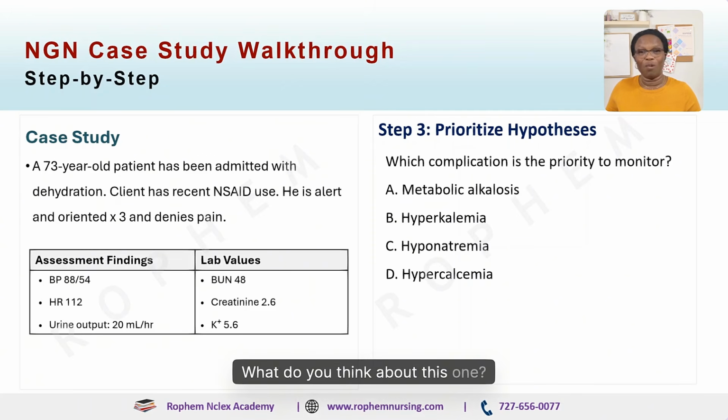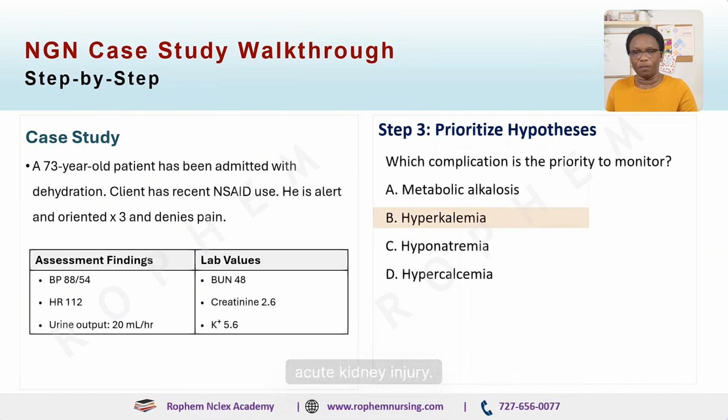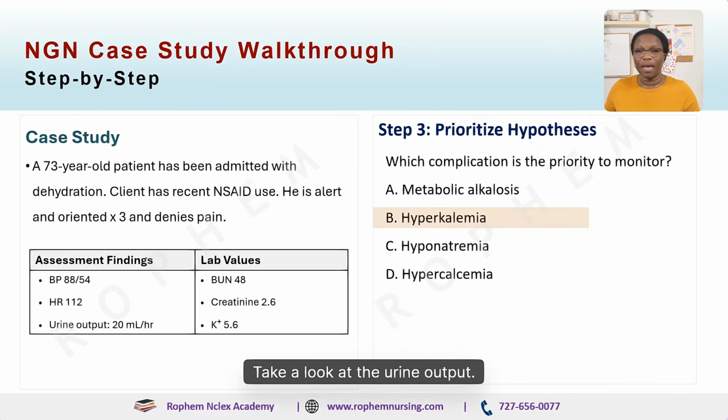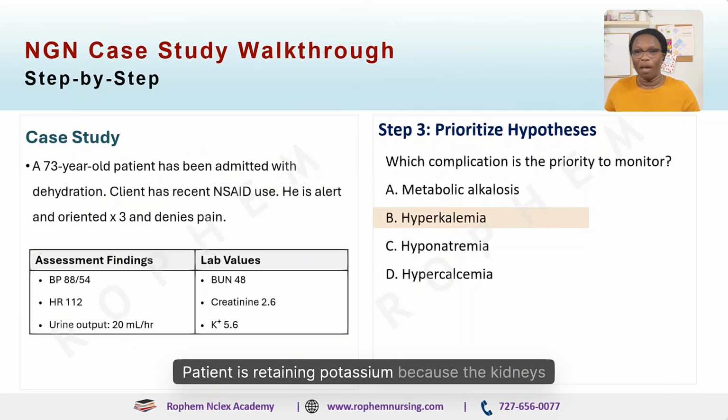What do you think about this one? The correct answer is B, and this is the rationale. Our analysis from NGN Step 2 indicates pre-renal acute kidney injury. Take a look at the urine output. It's decreased. Also pay attention to the potassium level. Patient is retaining potassium because the kidneys are not doing well and potassium excretion is decreased.